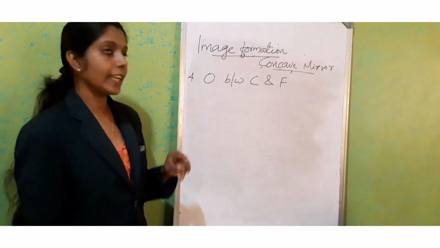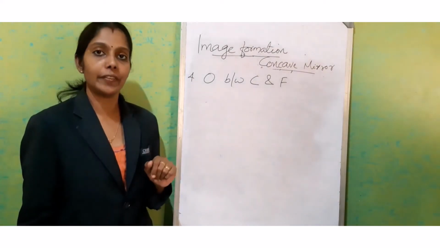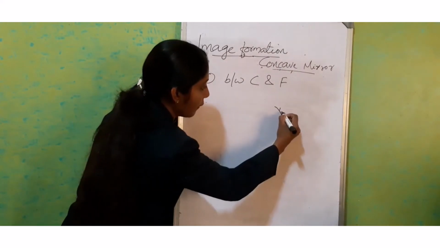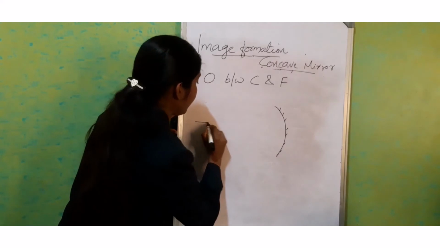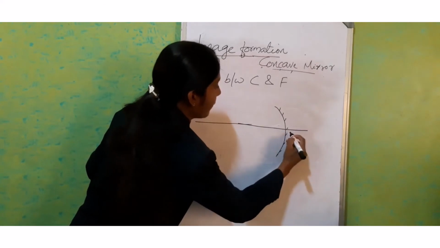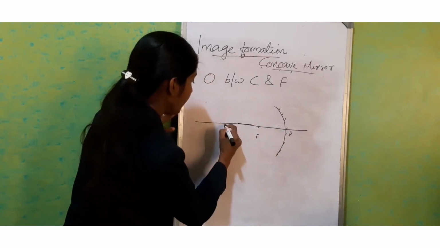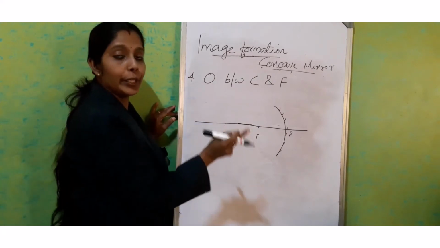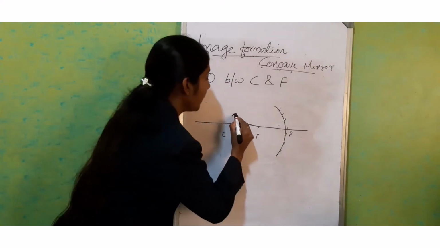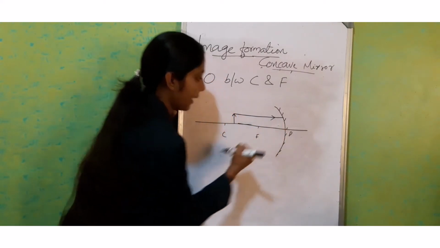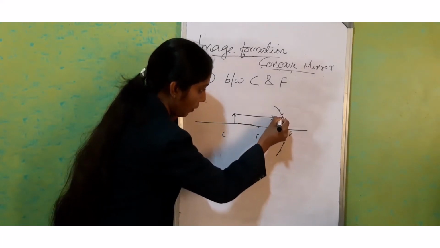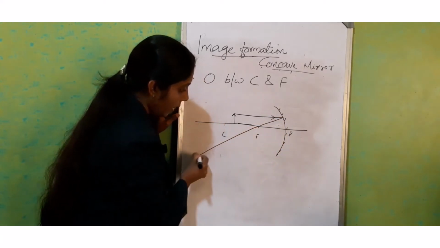Our next case, our fourth case, is when the object is between center of curvature and focus. We will see where we will get the image. So this is our concave mirror. Pole, focus, and center of curvature. Object position should be between the center of curvature and the focus. So the first ray I am taking is parallel to the principal axis. After reflection it has to pass through the principal focus. This is the way how it goes.